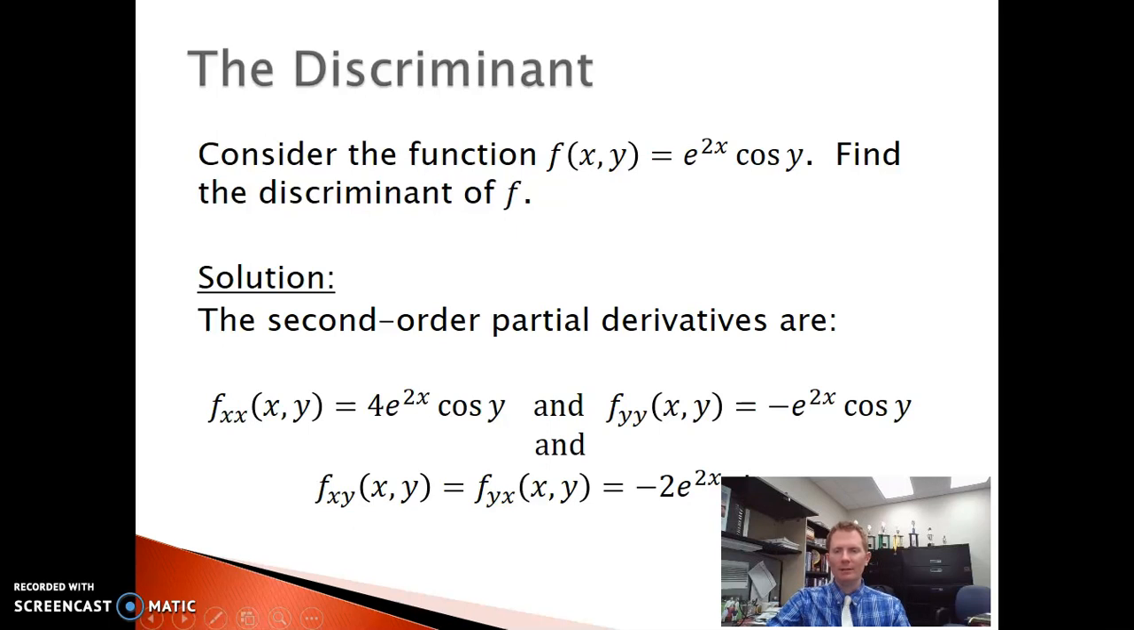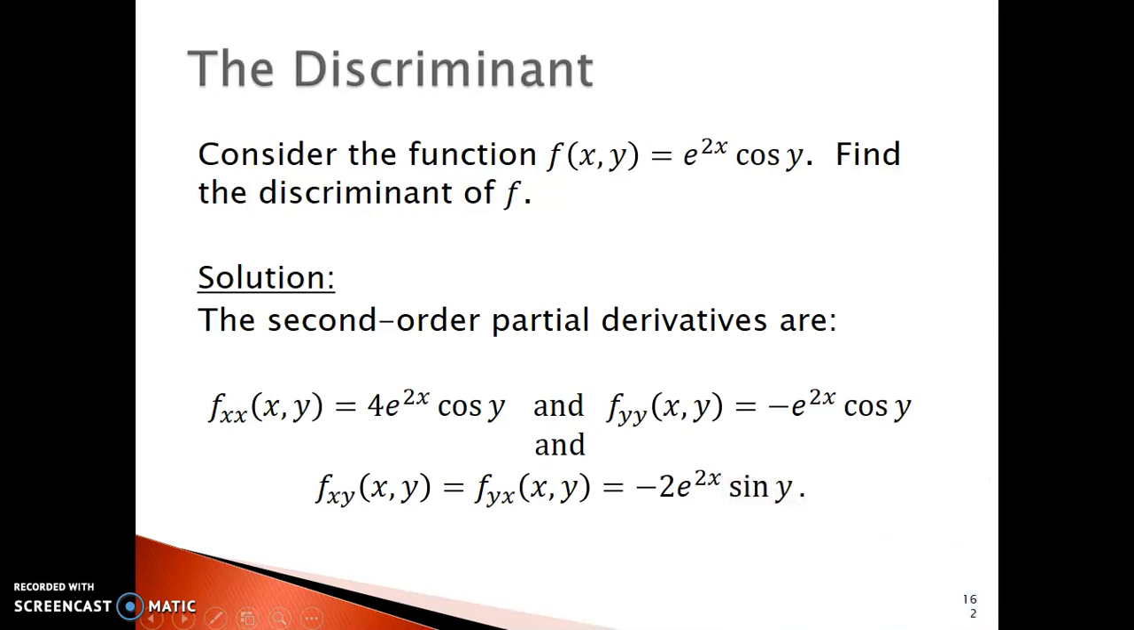And I'm going to take myself out of this picture for a bit so that we can better see the problems that I have displayed for you on the screen here. So the second order partial derivatives are listed here for the second order with respect to x and the second order with respect to y, and then the mixed partials, which will be the same, are right here, negative 2 e to the 2x sine y.